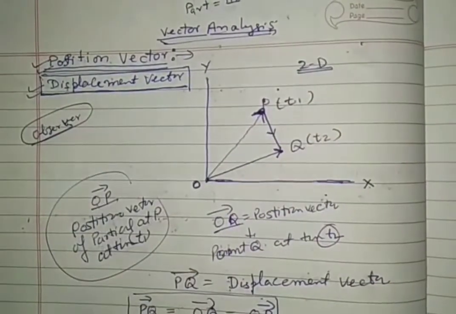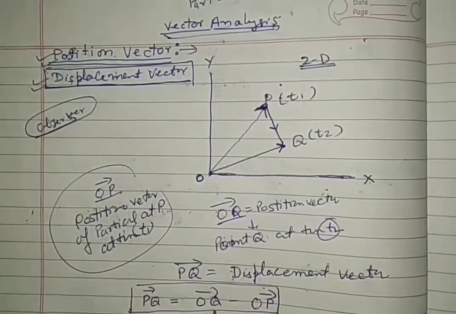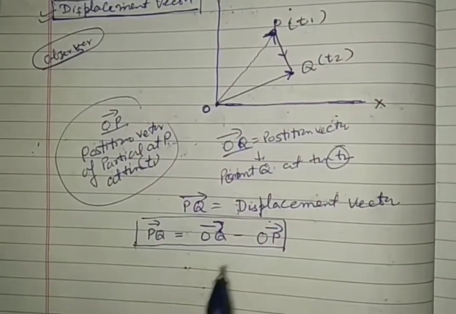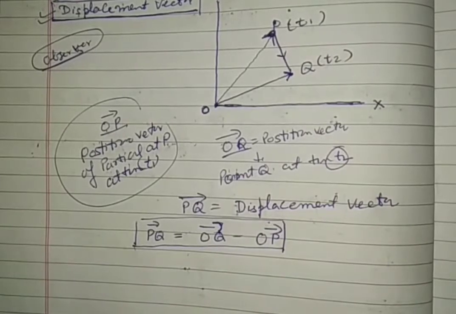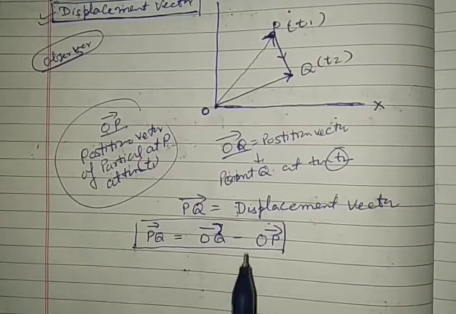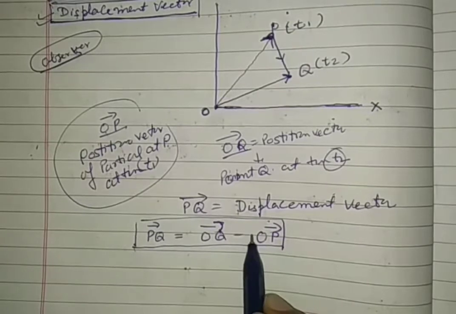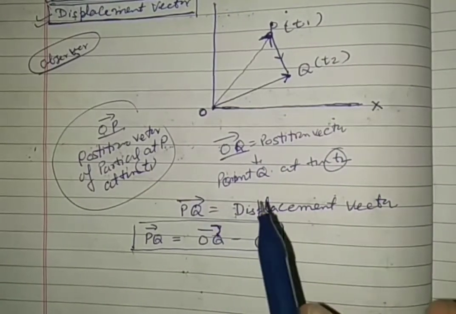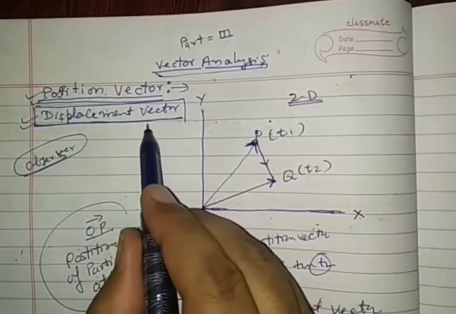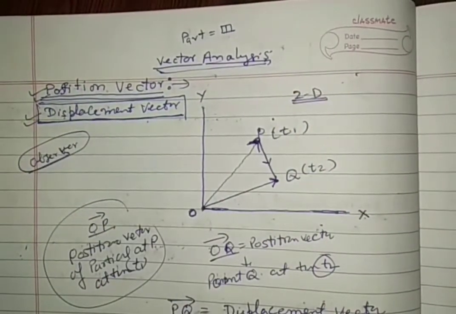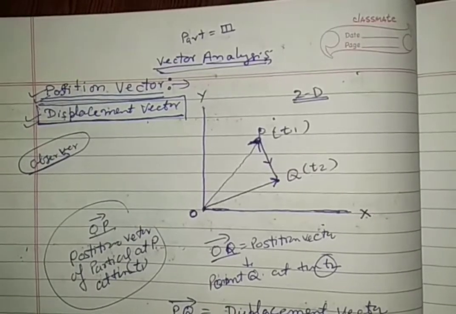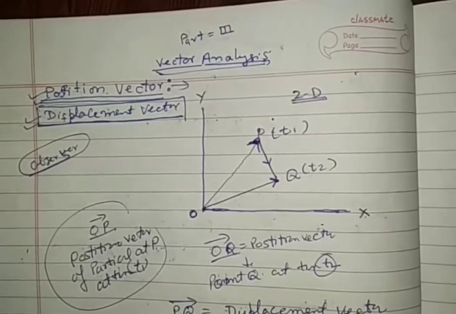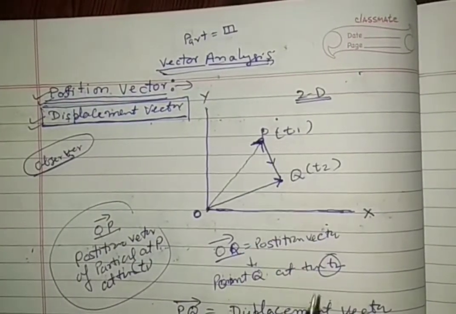This is only to make you understand, not to show the meaning of subtraction of a vector. Subtraction of a vector I have dealt with in the first part, so you can understand that concept from there. But see here only the concept of position vector and displacement vector. Position vector is obtained from the point of observation and displacement vector is from P to Q.